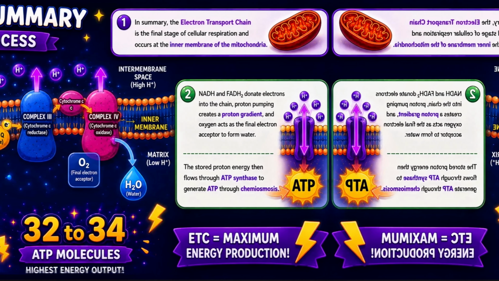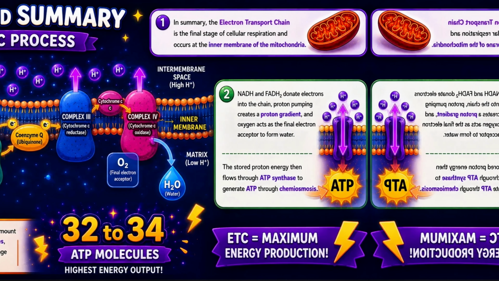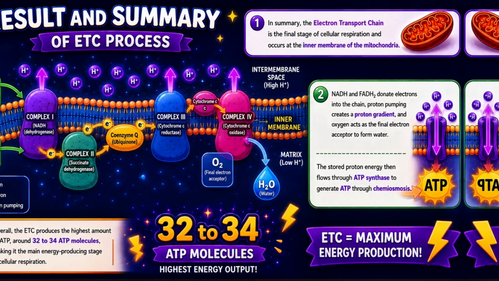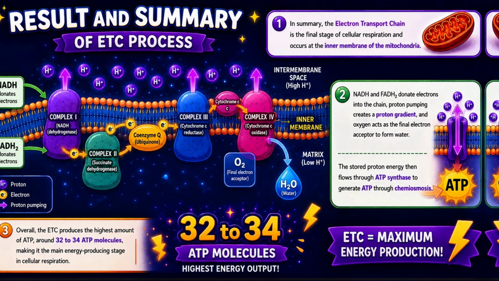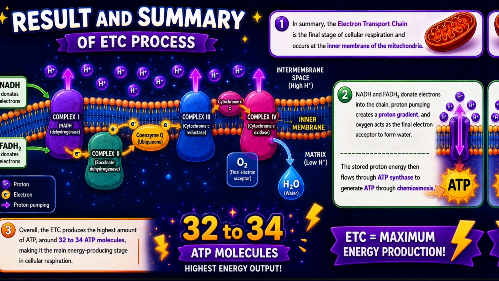In summary, the electron transport chain is the final stage of cellular respiration and occurs at the inner membrane of the mitochondria. NADH and FADH2 donate electrons into the chain. Proton pumping creates a proton gradient. And oxygen acts as the final electron acceptor to form water.